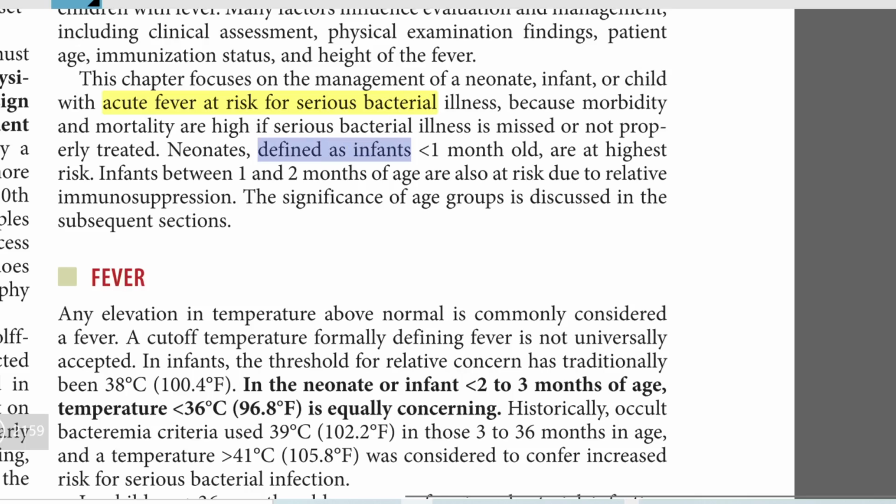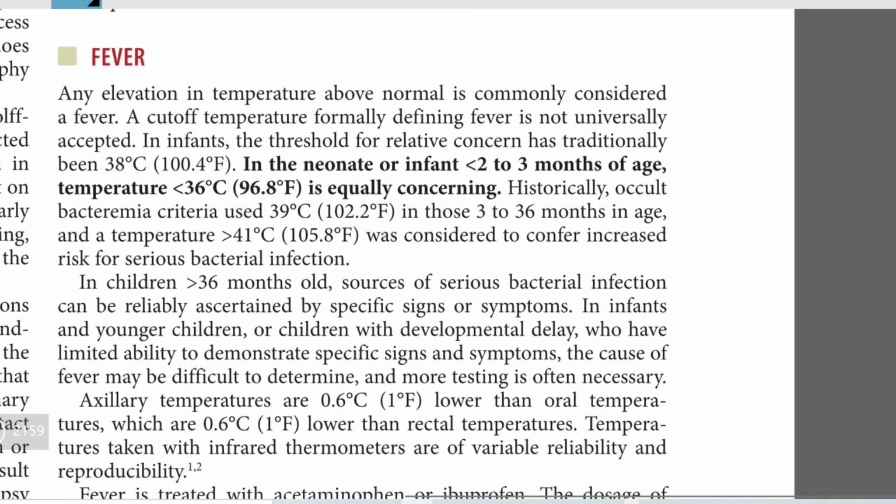Neonates are defined as infants less than 1 month old, right? So they are at highest risk. And infants between 1 and 2 months are at highest risk due to relative immunosuppression. The significance will be discussed in the further sections.